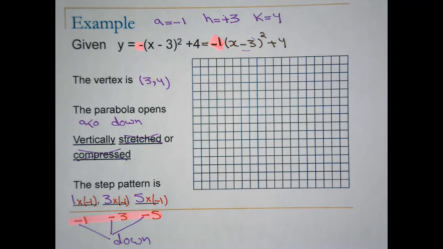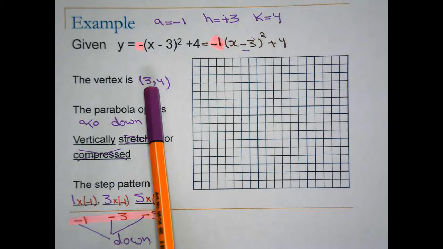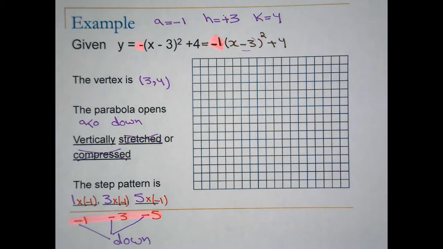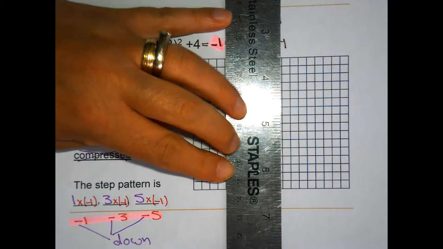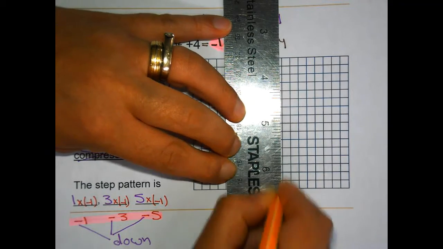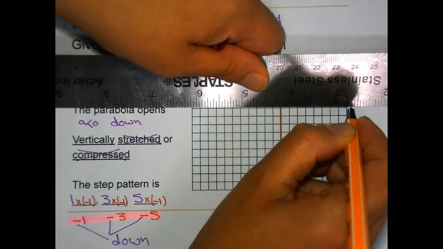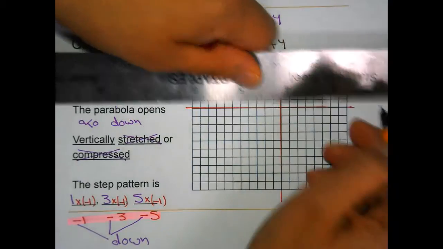And now we are ready to graph this function, this quadratic relation. And again, the vertex is at 3 and 4, and it opens down. So when you put your axis on, it's very important to pay attention to the direction of the opening, as well as where your vertex is, in order to put your axis in the right place, so you will have enough space to do your graphing.